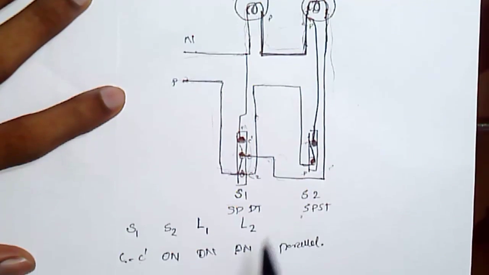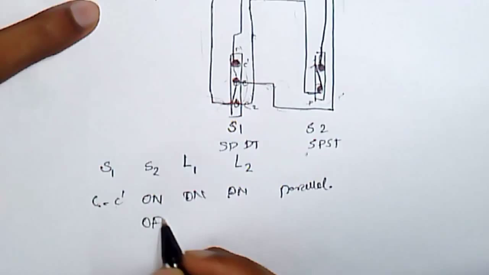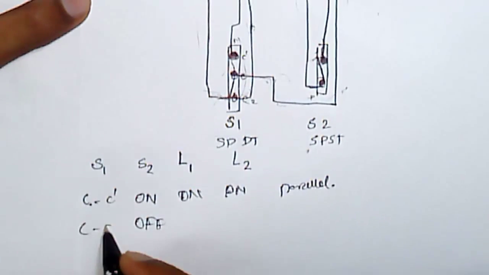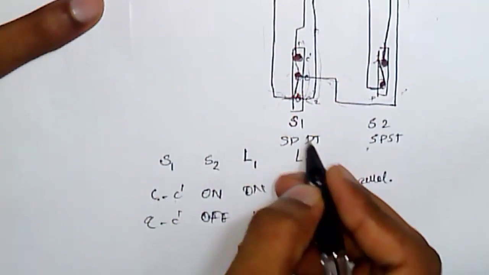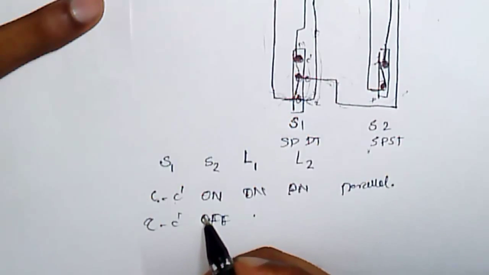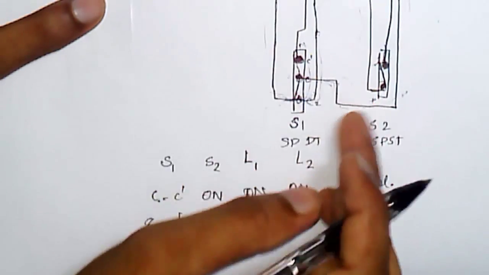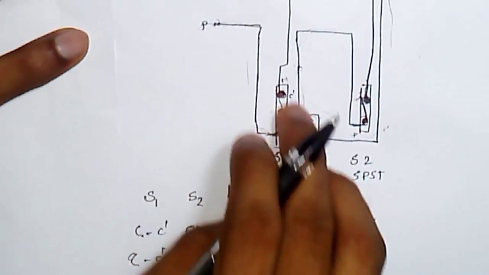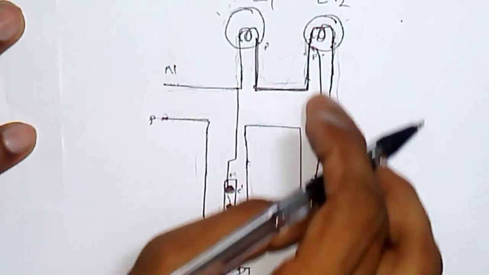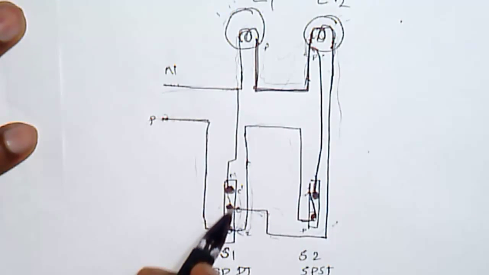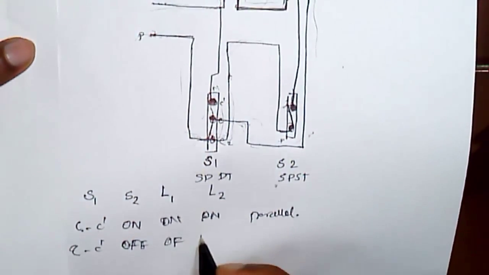Now consider switch S2 is open, that is off, and S1 is at the same position C1 dash. In this case, the phase is coming here, but this is open, so it is not connected to the circuit, and there is no contact with C2 dash, so there is no phase to these two bulbs, so they will be off.